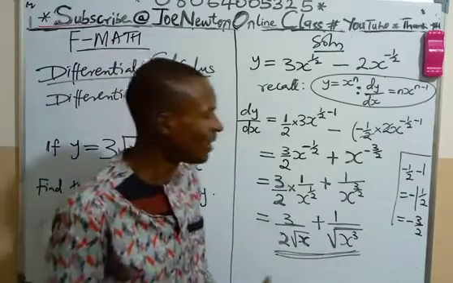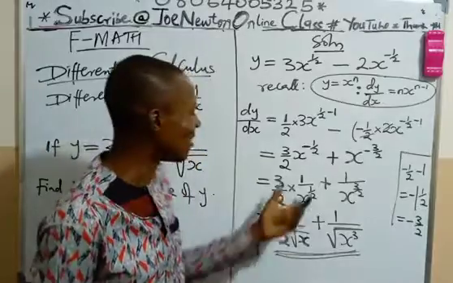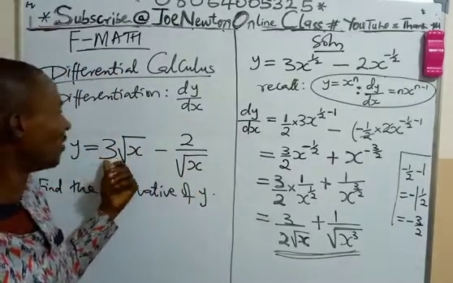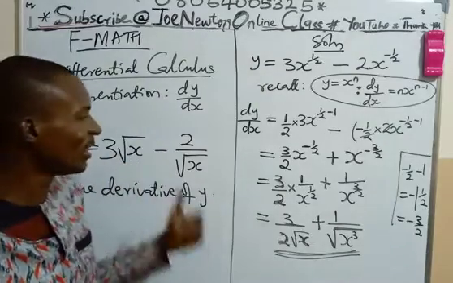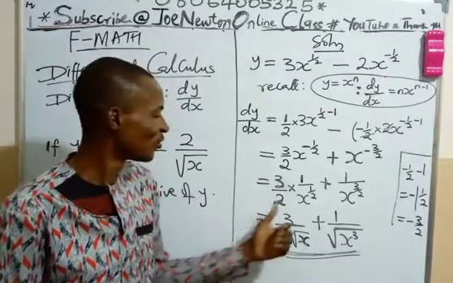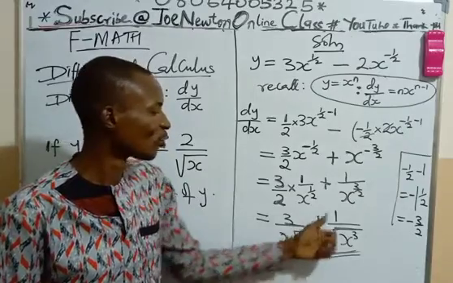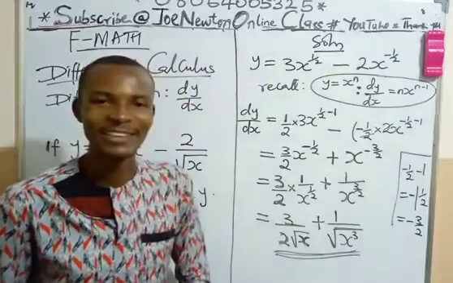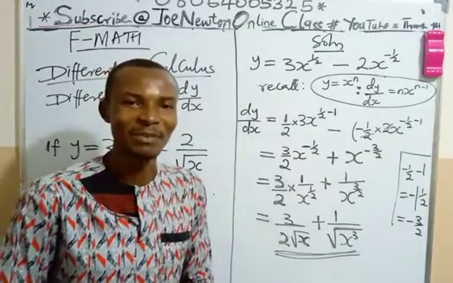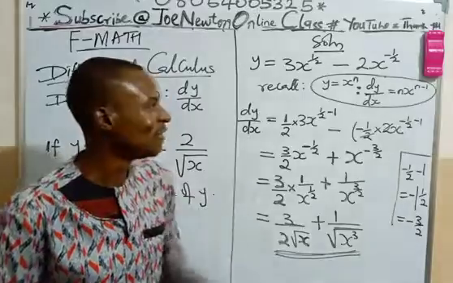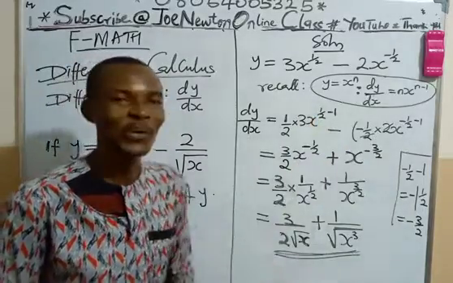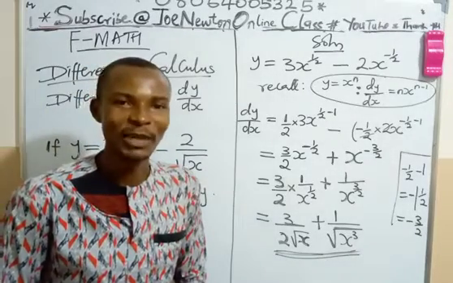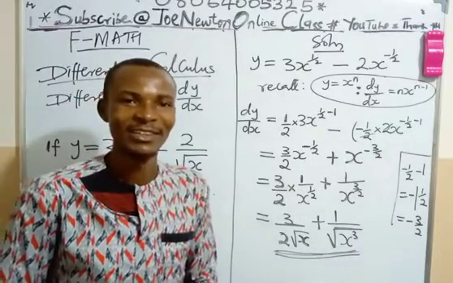So if you look at this, it is very interesting, but it is technical. So our final answer to this question, the derivative of y, of this function given in differential calculus here, is 3 over 2 root x plus 1 over square root of x raised to the power 3. That is the answer. I believe you can tackle similar tasks applying the rules of differentiation when you see them.